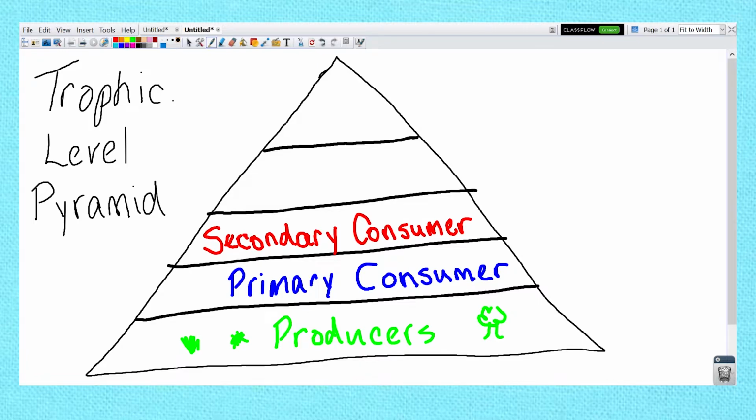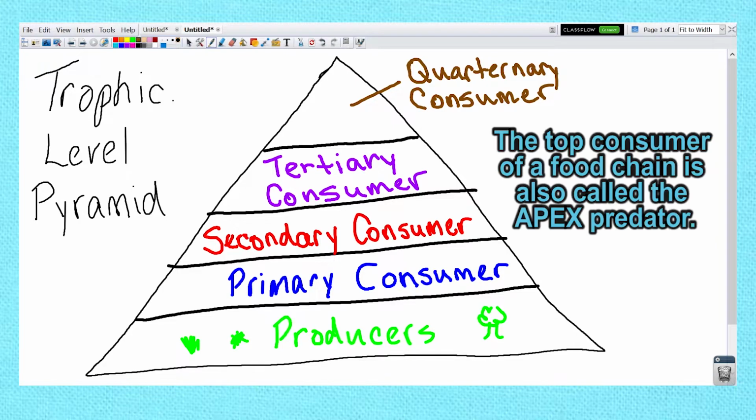If you eat a secondary consumer, you're a tertiary consumer. That just means the third consumer, basically. And finally, if you eat a tertiary consumer, you're a quaternary consumer, fourth consumer. This is usually going to be the top of the food chain. This is going to be some kind of top predator, large animal, whatever it is.